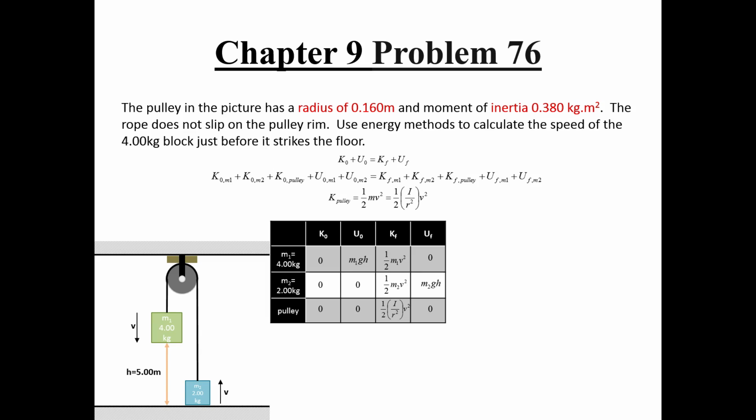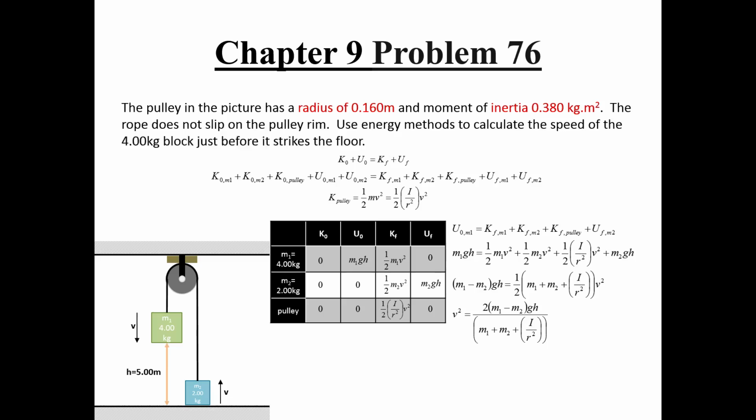Now, using our table, we can rewrite our conservation of energy equations in terms of non-zero values. So initially, the system just has the gravitational potential energy from block 1. In the final situation, we have the sum of the kinetic energies from all three objects and the potential energy from block 2. Plugging in the expressions from the table, we can see that we have three terms that involve the linear velocity. Our goal is to isolate and solve for the linear velocity, so we will subtract the potential energy from block 2 from each side, and then factor out the v squared term from the right side.